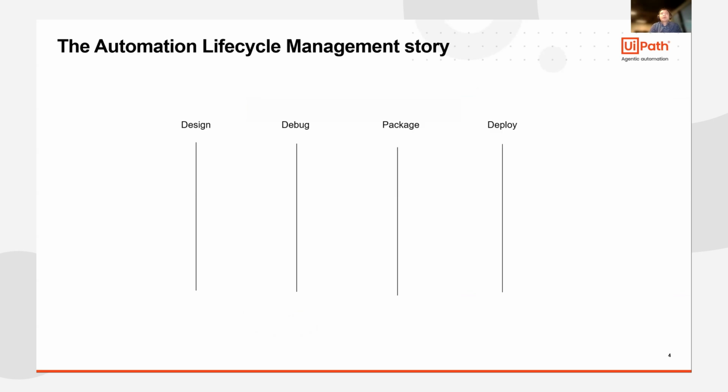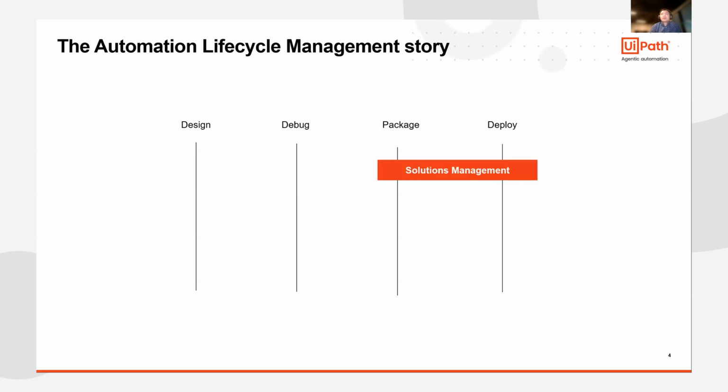So if we look at the automation lifecycle management story, we can see 4 steps here. Might be more than that, but let's focus on those. Typically, one will spend some time designing that automation, then debugging it. When happy with it, one will package it and deploy it. Of course, deployment can take place in several places, given you might want to test it before you're actually deploying it to your production environment.